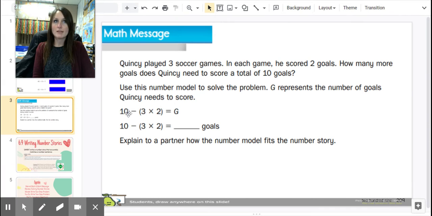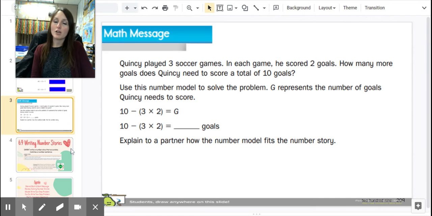It says, use this number model to solve this problem. So here's your number model: 10 minus, parentheses, 3 times 2 equals G. G represents the number of goals Quincy needs to score. So you're trying to figure out G. How many goals? You are going to write down here what he needs to do to solve the problem. Okay, what would your answer be?